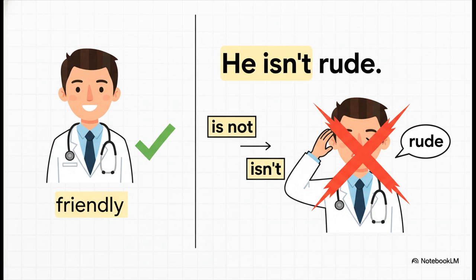We can also make this sentence negative really easily. Instead of saying, he is rude, we can say, he isn't rude. Isn't is just the short, common way to say is not. And see how adding that one little word completely changes the meaning? He is friendly, he is not rude.